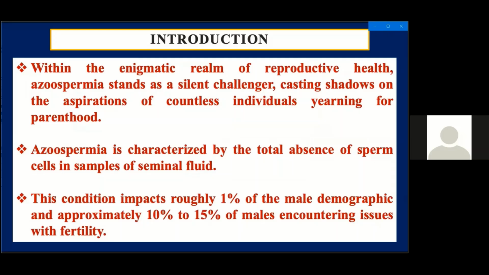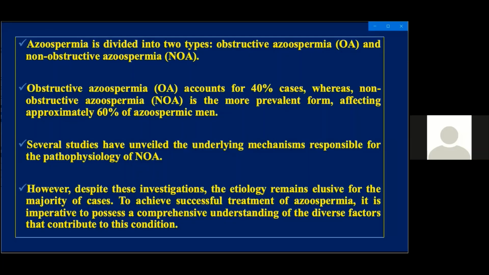Within the enigmatic realm of reproductive health, azoospermia stands as a silent challenger, casting shadows on the aspirations of countless individuals yearning for parenthood. Azoospermia is characterized by the total absence of sperm cells in samples of seminal fluid. This condition impacts roughly 1% of the male demographic and approximately 10 to 15% of males encountering issues with fertility. Azoospermia is divided into two types, obstructive azoospermia and non-obstructive azoospermia.